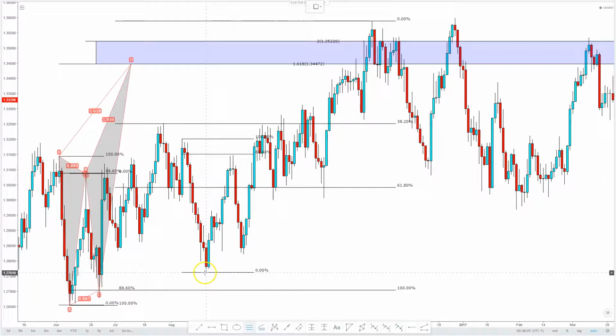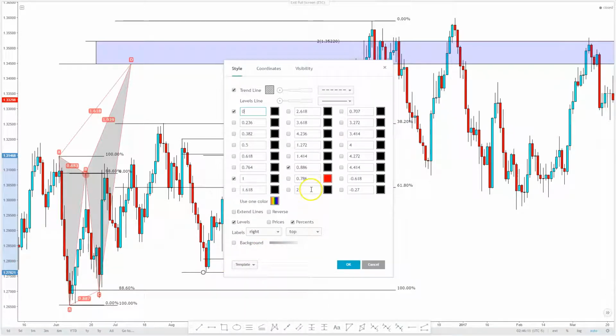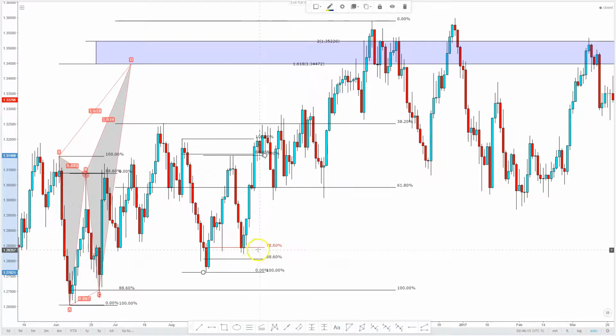And the retracement, the C point, is going to be around the 886, right around the 786, 886. We're still valid right here. We're still valid for our crab.